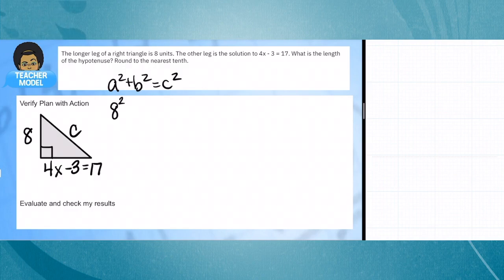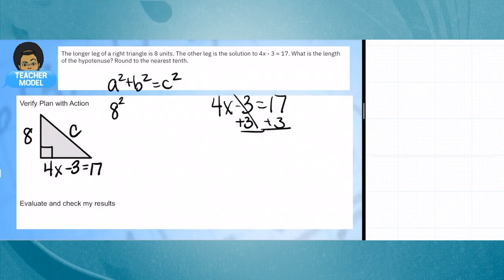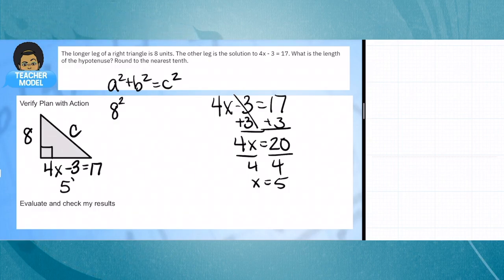Let's work out the other side. I'm going to start by simplifying this: 4x minus 3 equals 17. We know how to solve this. I'm going to add 3 to both sides. 4x is equal to 20. Divide by 4. x is equal to 5. Look at that, it was feisty and it ended up being x equals 5. So the solution to that problem was 5. Let's put that in there.